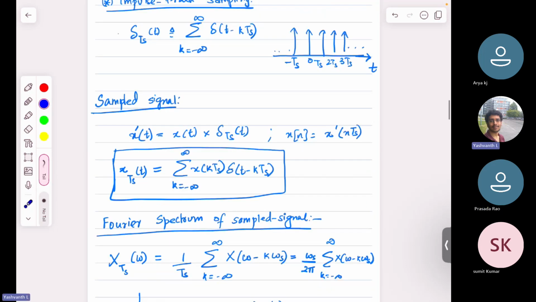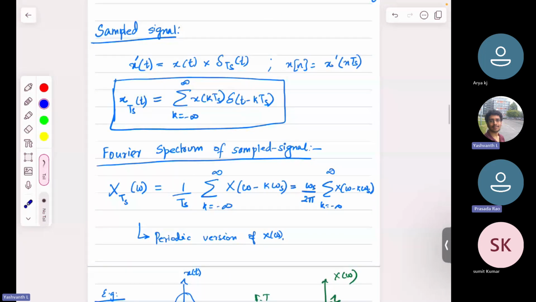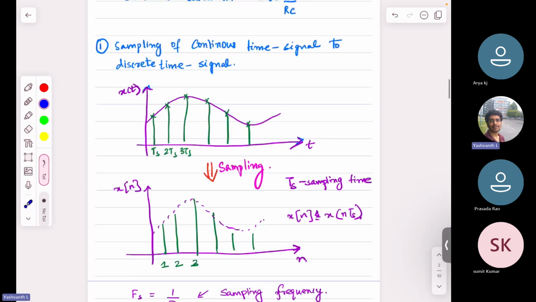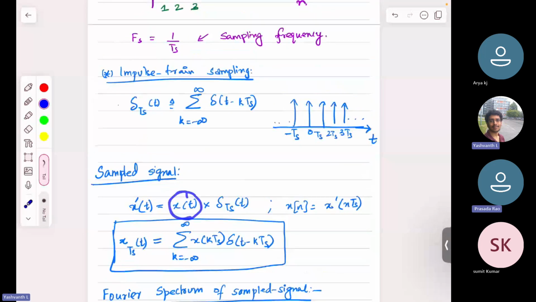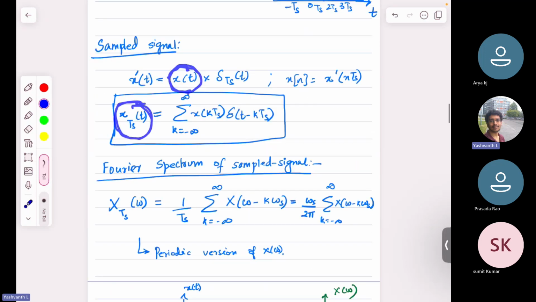Once I have sampled my signal, I want to analyze the Fourier spectrum of the sampled signal. That is, what is the Fourier transform of small x_Ts of t, which is denoted by capital X_Ts of omega? There is a nice relation between the Fourier transform of your sampled signal and the Fourier transform of your original signal. Your original signal is x of t, and the sampled signal is x_Ts of t. That relation is given by this expression here.